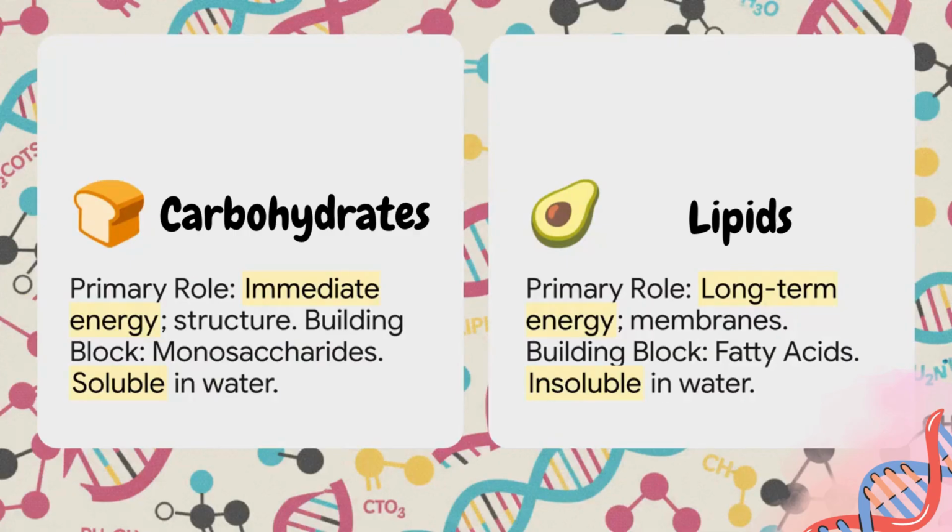So if you want to compare them side by side, here's the best way to think about it when it comes to energy. Carbohydrates are like the cash in your wallet, ready to be spent right now for immediate energy. Lipids, on the other hand, are like your long-term savings account. It's a much more concentrated way to store energy for later.